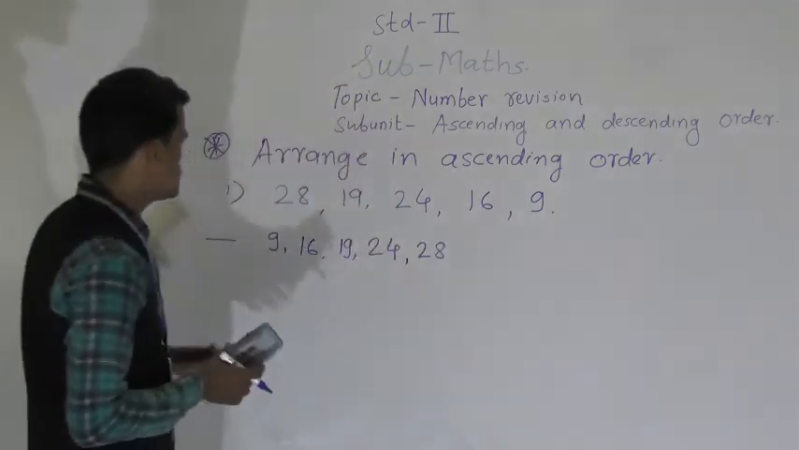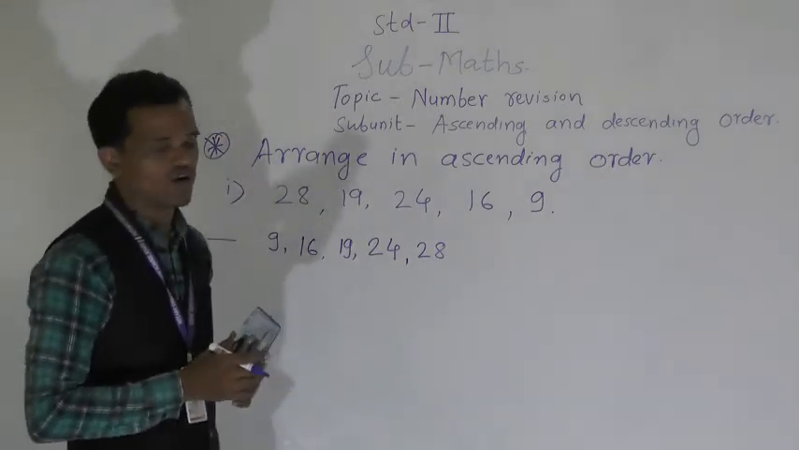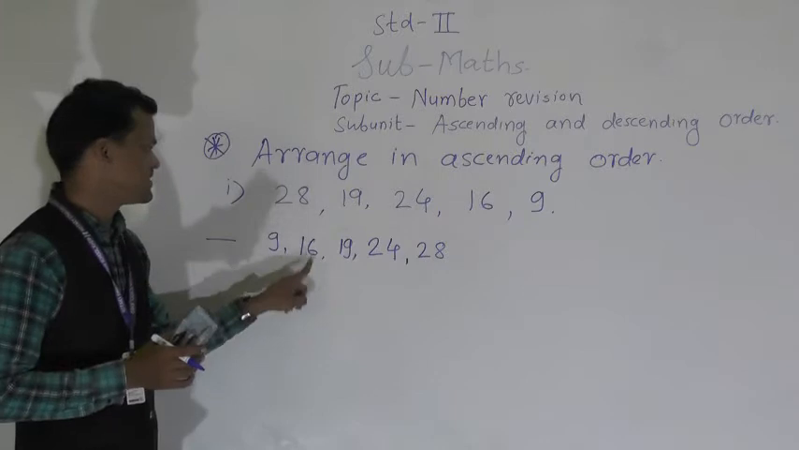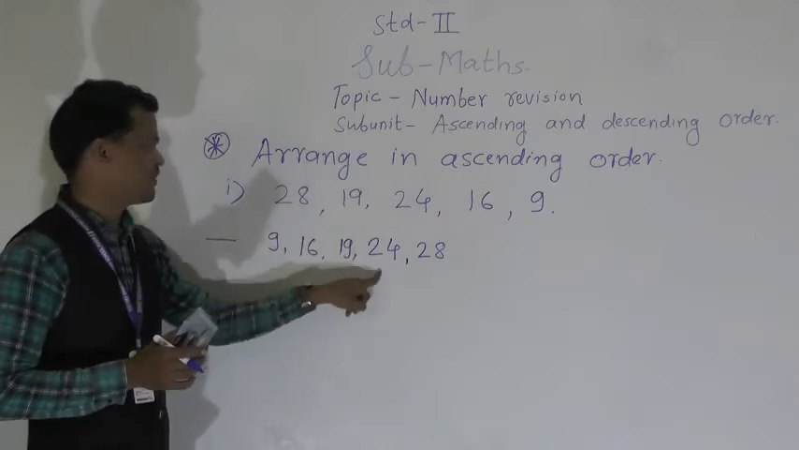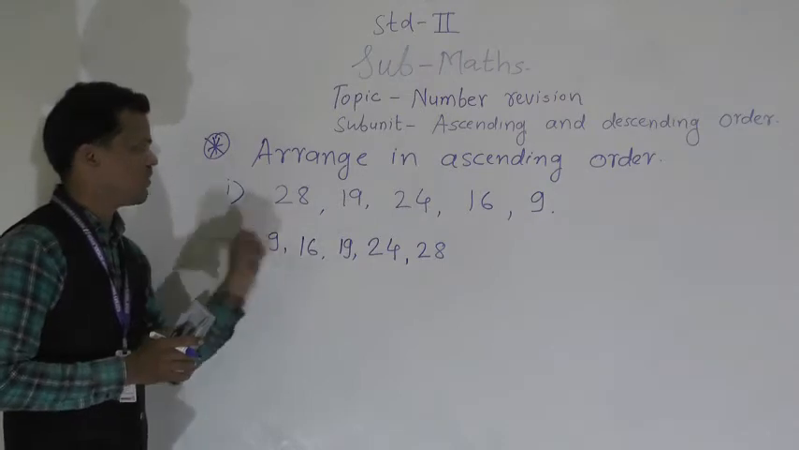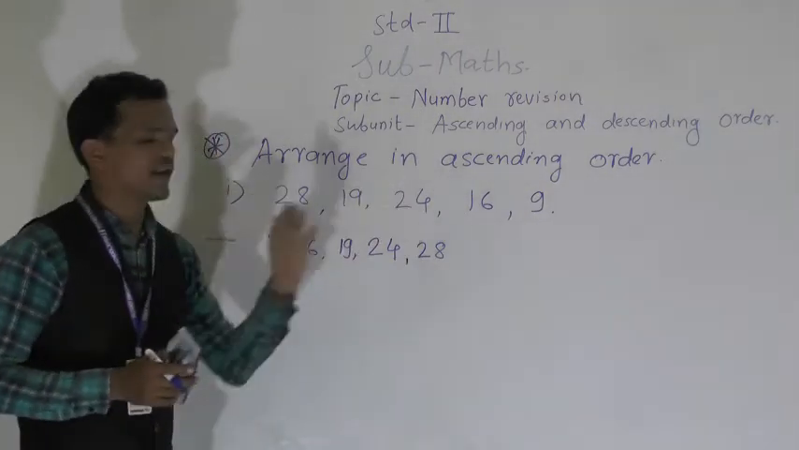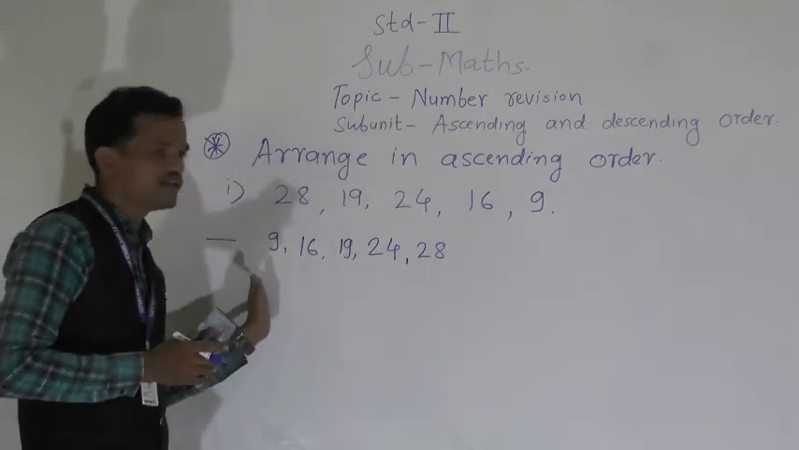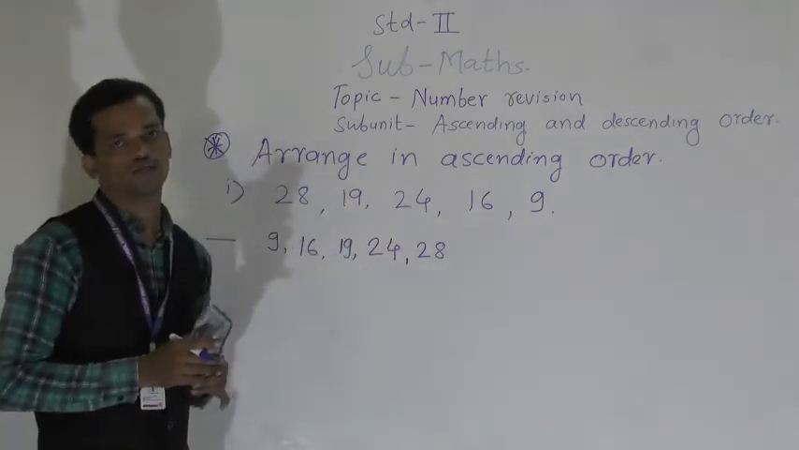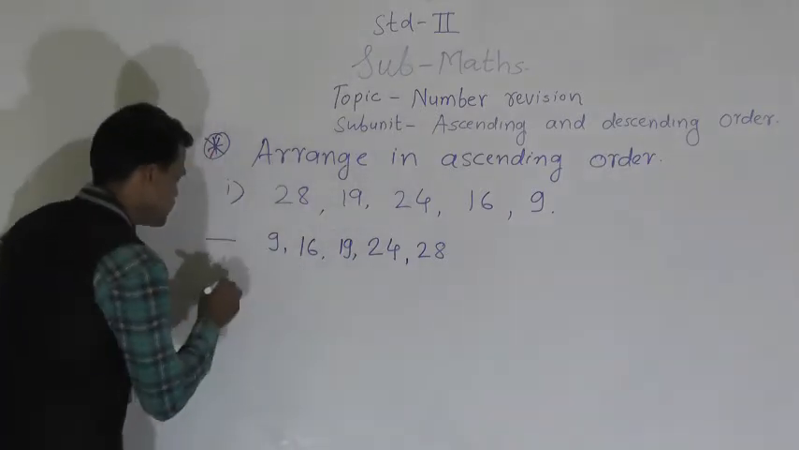So this order is the ascending order or increasing order: 9, 16, 19, 24, and 28. These numbers are arranged from smallest to greatest, so this order is ascending order. One more example we will see here.